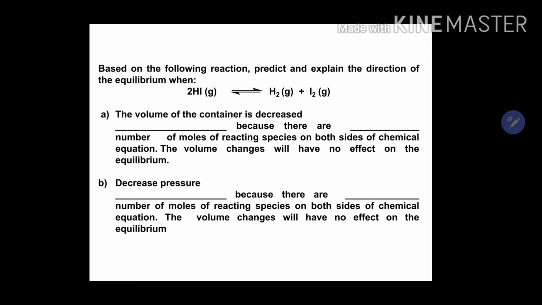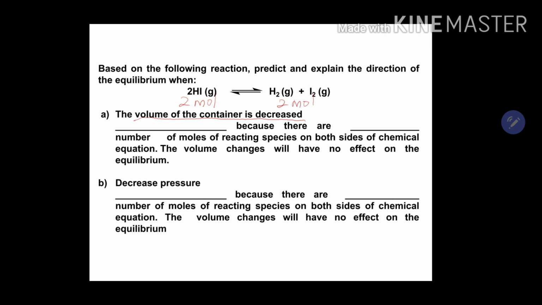Based on the following reaction, predict and explain the direction of the equilibrium when 2 moles of HI produce 1 mole of H2 plus 1 mole of I2. We can see that we have 2 moles of gas on the left hand side and also 2 moles of gas on the right hand side. So what will happen to the equilibrium when the volume of the container is decreased?